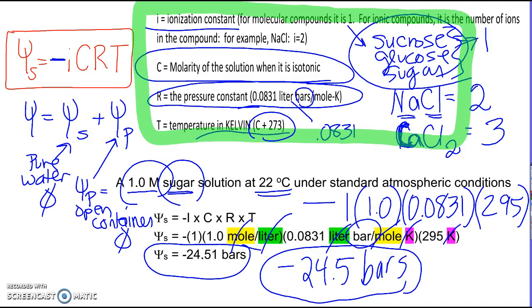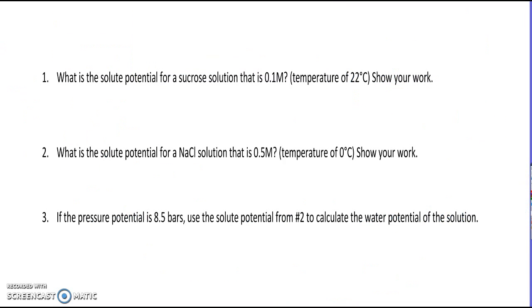The biggest mistake, the biggest deduction on the test for this, is people forget the negative sign. It's always negative, always. It is never, ever a positive number. The formula is negative ICRT. So don't forget your negative sign when you solve it, because that's the biggest mistake. I would say 20% of people forget. They put the answer and they leave off the negative sign. And it should be negative. So keep that in mind.